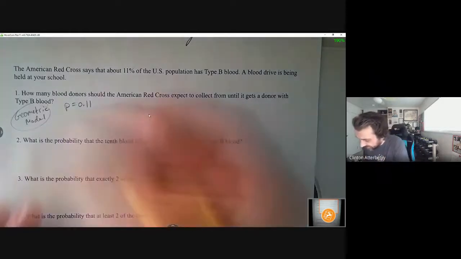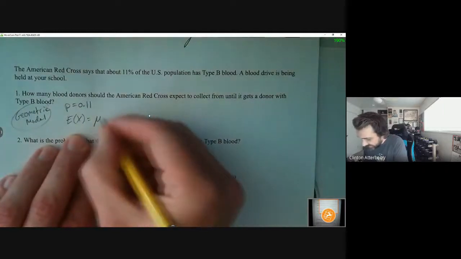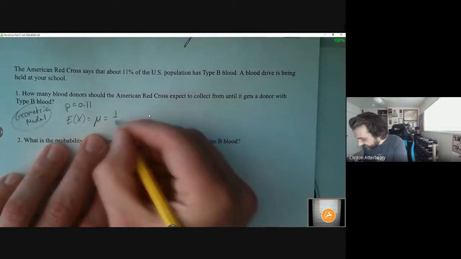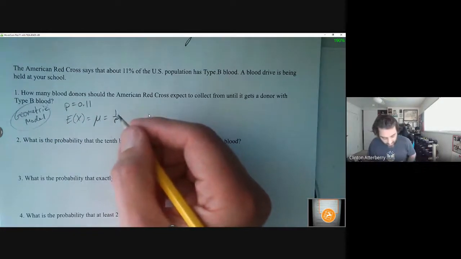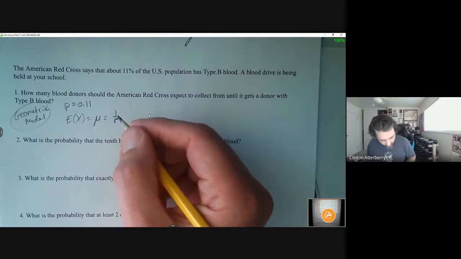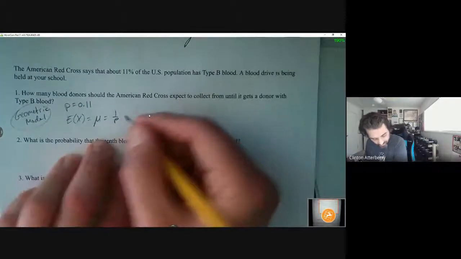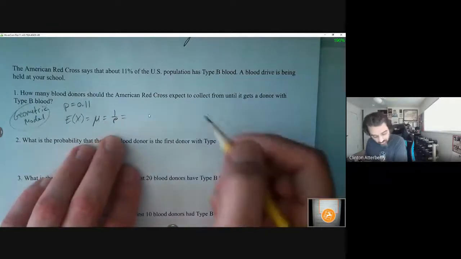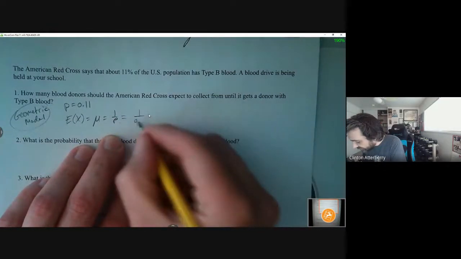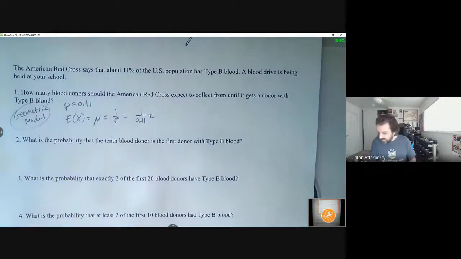And the expected value for this kind of problem is 1 over P. Now, this mu is going to change throughout this problem depending on what kind of problem it is. You're going to see mu come up maybe 1 or 2 more times, and the other time it's going to be a slightly different formula because that was the binomial model. So for the geometric model, we use 1 over P. For 1 over P, it'll be 1 over 0.11. So if you take a calculator and you say 1 divided by 0.11, what do you get?